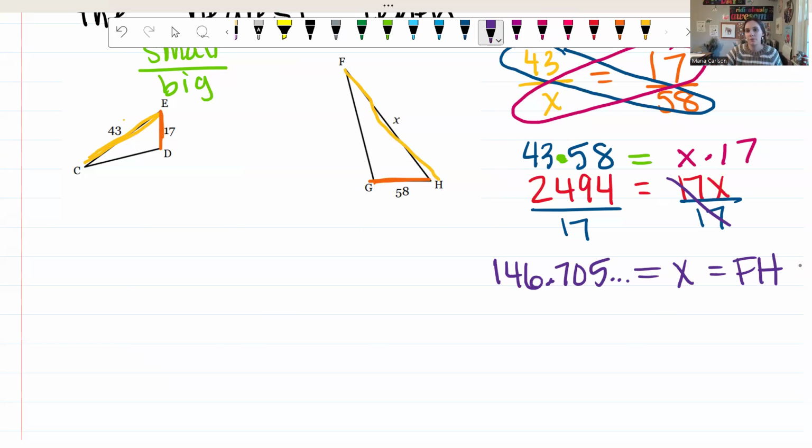So if I want to round this to the nearest tenth, that means I don't want anything past the 7 here, and the 0 does not tell us to round up. So really, I'm just going to say that FH is approximately 146.7 units.